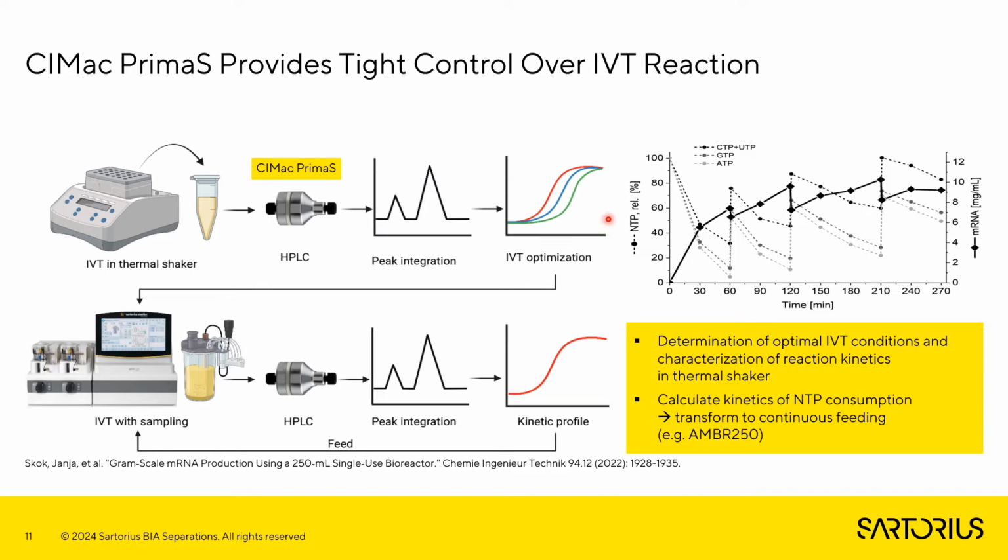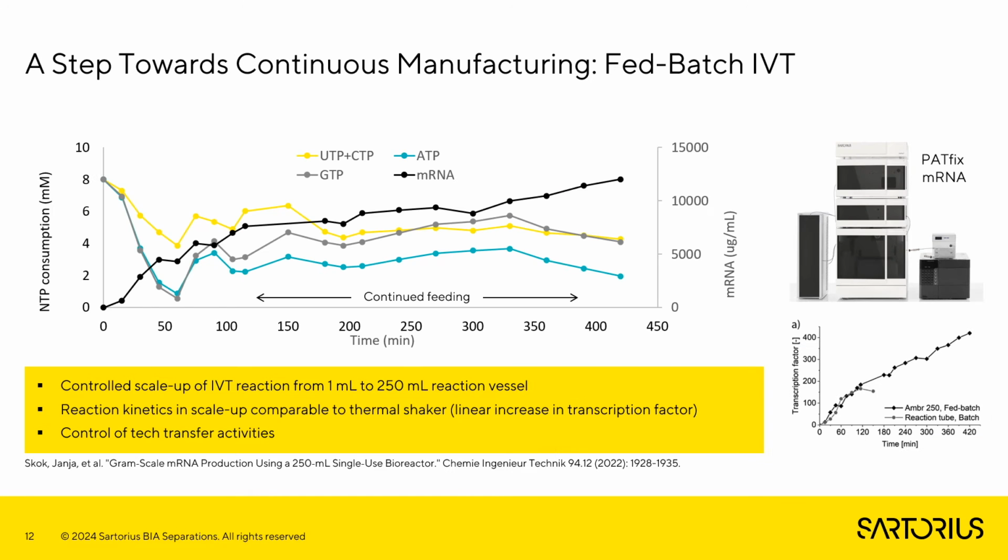Now, this type of addition can be done manually, as is shown on the slide here, but we can also develop a model for the rate of consumption of the nucleotides. We can then feed this model into an automated system, for example, the Ember 250, which allows us to feed the nucleotides into the IVT reaction with a specified program. And as a result of scaling up a reaction on such a device, we can see that we initiate the reaction.